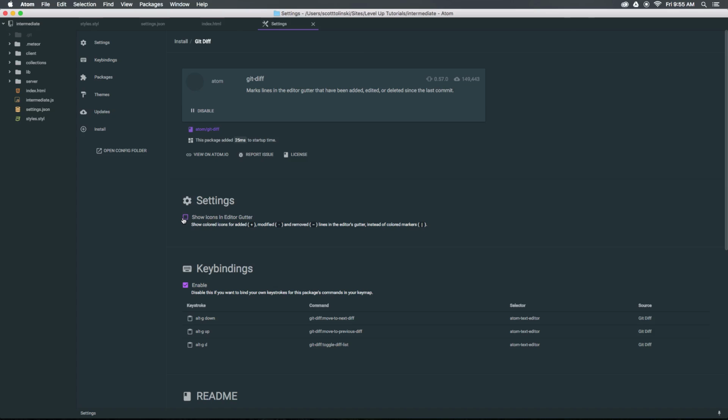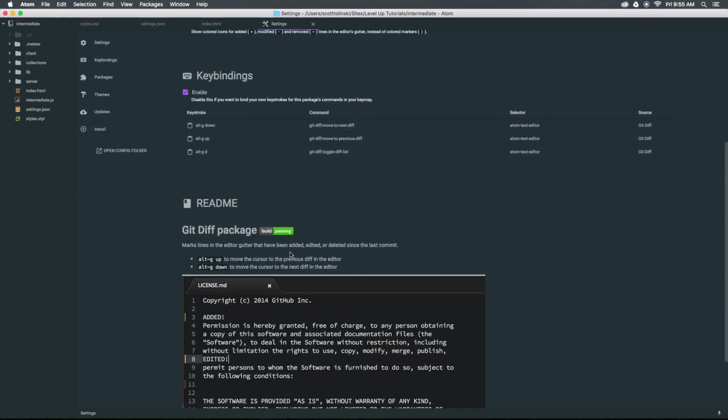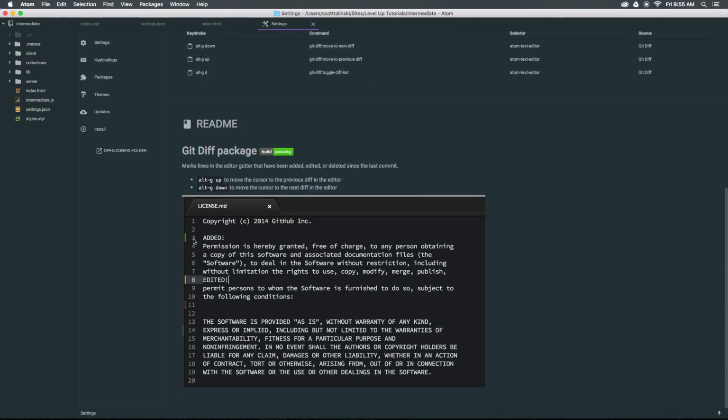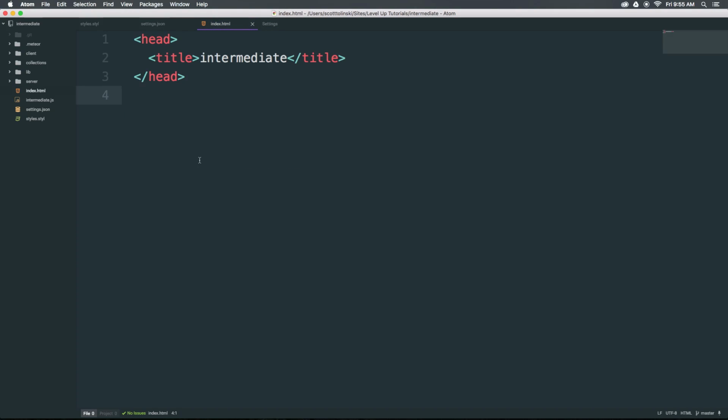So we could also say show icons in gutter, which is something I prefer, honestly, instead of the standard colored markers. And we have a plus, a minus, and a dot. You know, that's your personal preference. It could either look like this or it could have those icons there. I prefer the icons.